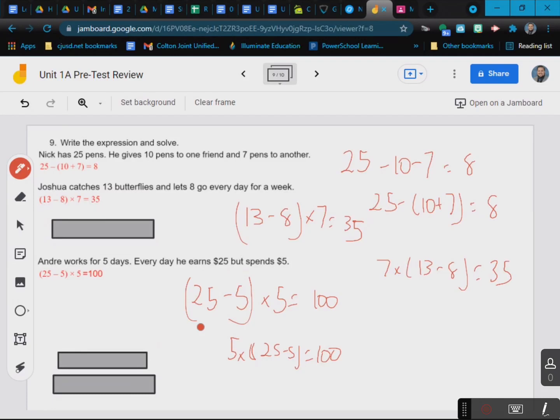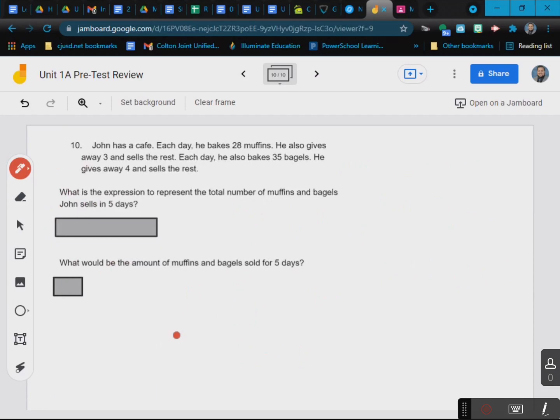Okay? And let's go ahead and let's do number 10, our final problem. Number 10 says, John has a cafe. Each day he bakes 28 muffins. I'm going to underline that. He also gives away 3 and sells the rest. Each day he also bakes 35 bagels, gives away 4 and sells the rest. So what's the expression to represent the total number of muffins and bagels that he sells in 5 days?